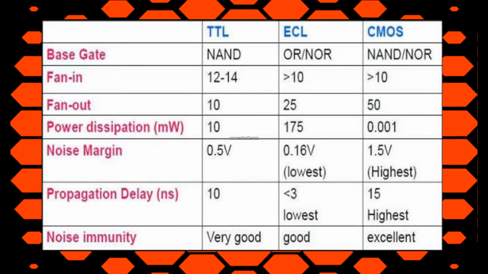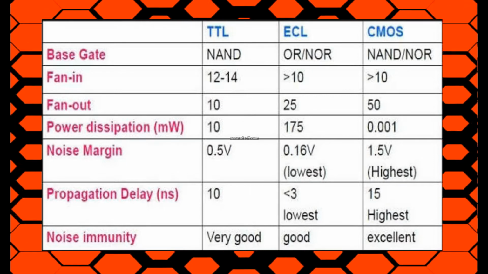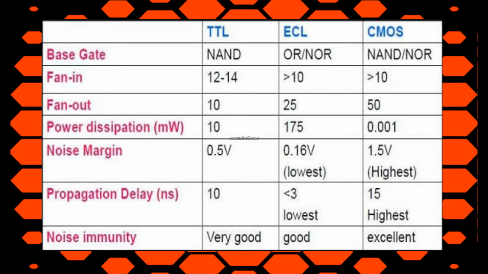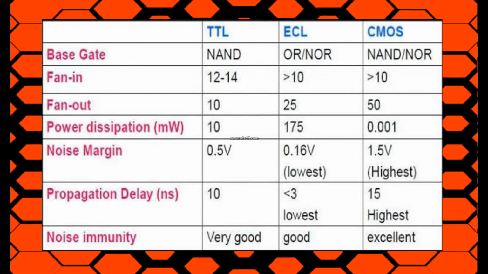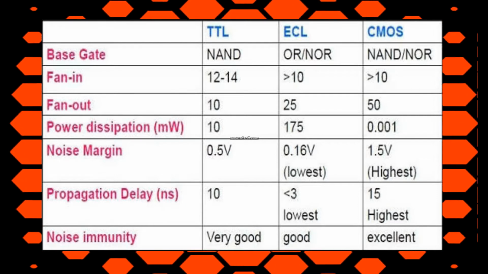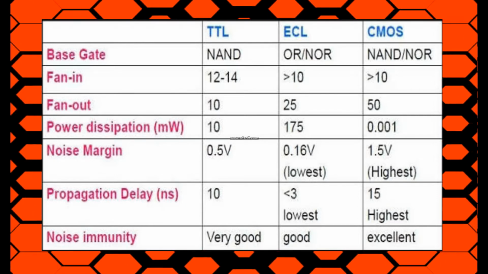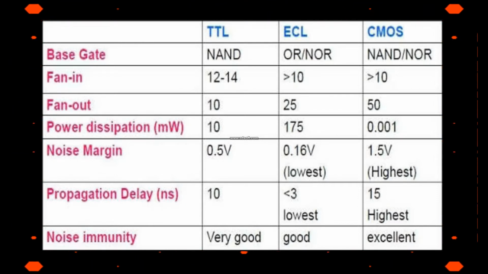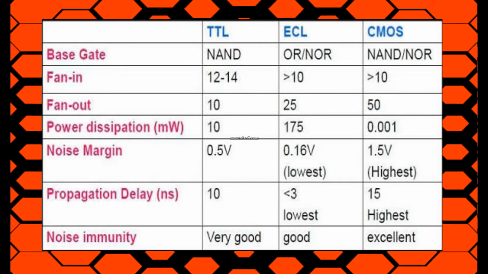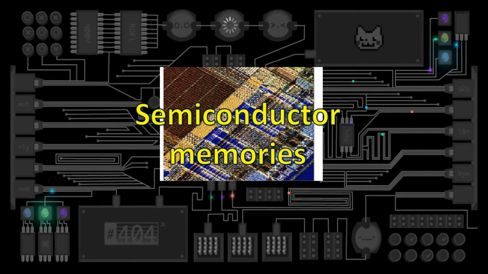Power dissipation is 10, 175, 0.001 for TTL, ECL and CMOS respectively. Propagation delay is 10 for TTL, less than 3 for ECL, which is the lowest propagation delay, and 15, the highest, for CMOS. Noise immunity is very good, very good, excellent respectively for TTL, ECL and CMOS.